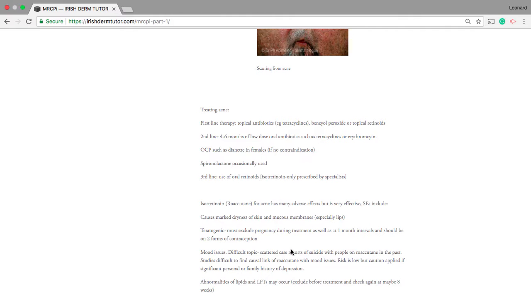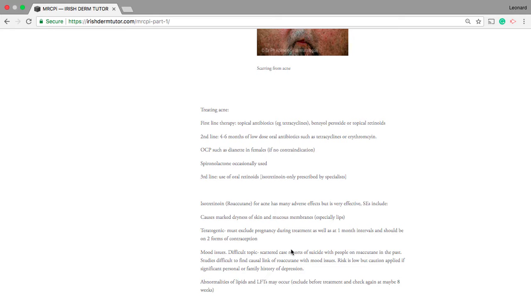Now, the main reason Roaccutane is restricted to dermatologists is its extreme teratogenicity. Women absolutely cannot get pregnant on this, and we must exclude pregnancy prior to treatment beginning and also at 1 month intervals during treatment before we can give the next script. The woman should also be on 2 forms of contraception, such as the oral contraceptive pill and using barrier protection. We often get the woman to sign a form saying that she is aware of the risks and that she will take contraception.